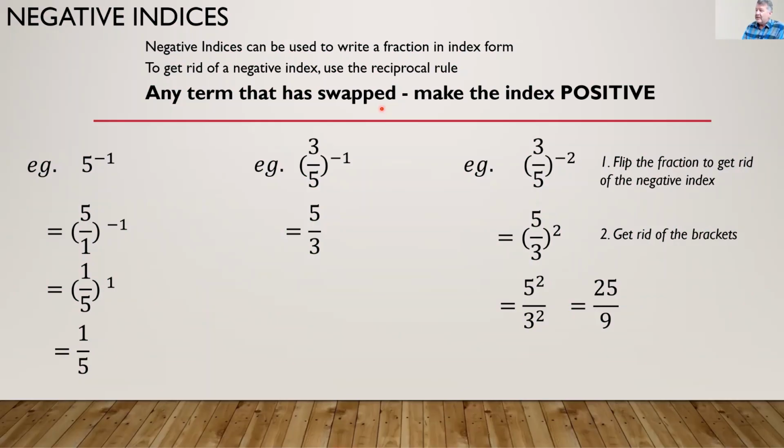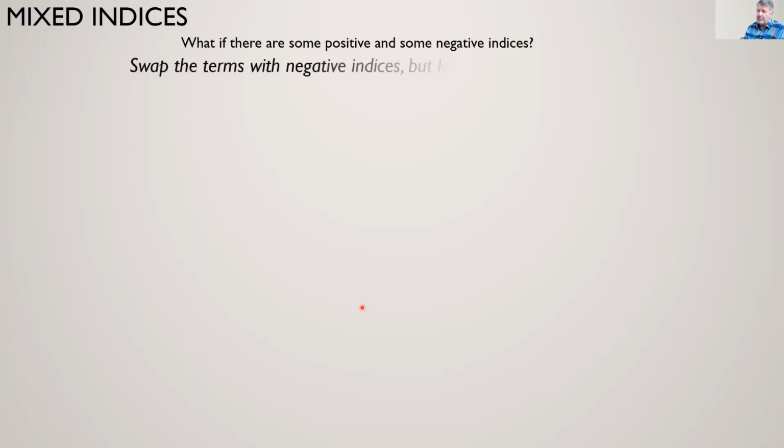They're not always going to be simple ones like that. We're going to get some mixed indices. So what do we do there? Where we have some positives and some negative indices. Well, same rules apply. Swap the terms with negative indices, but leave the positive ones alone.